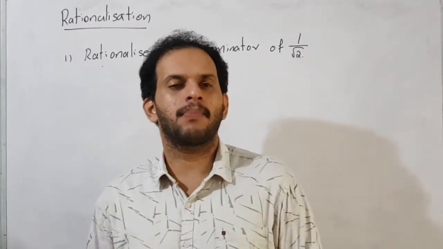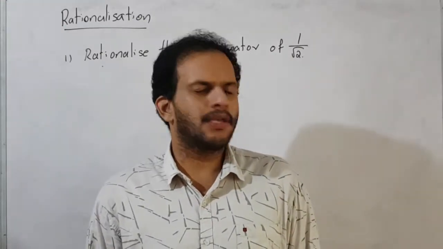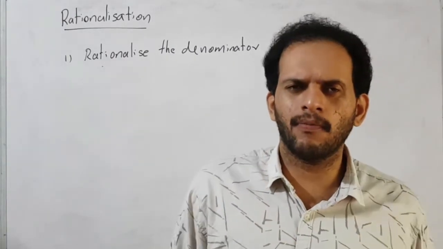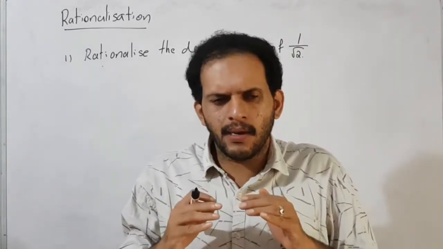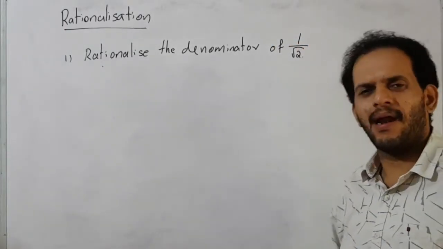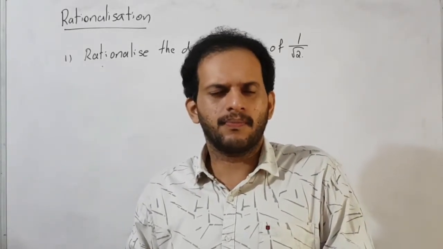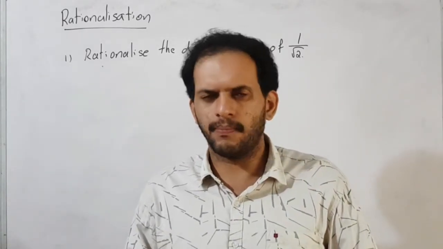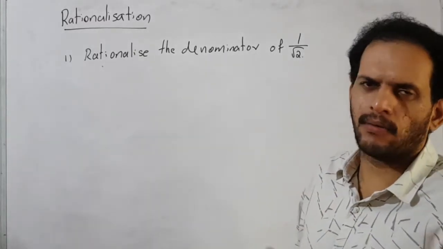We will be discussing the next part of the chapter, rationalization. In this part we discuss how to rationalize, how to make the denominator of a number rational. A number containing the radical symbol is an irrational number. When it is in the denominator of a fraction, we change that denominator into a rational number. That is rationalization. Rationalization means to make it a rational number.